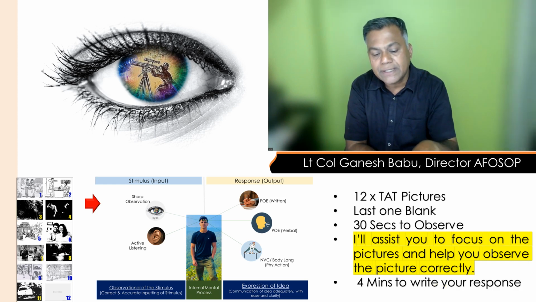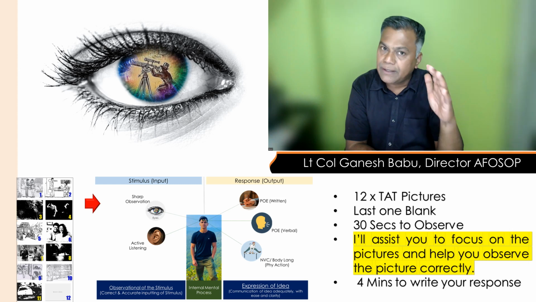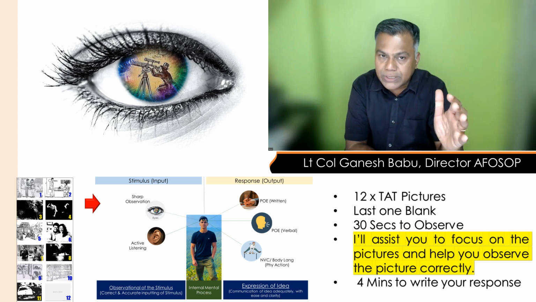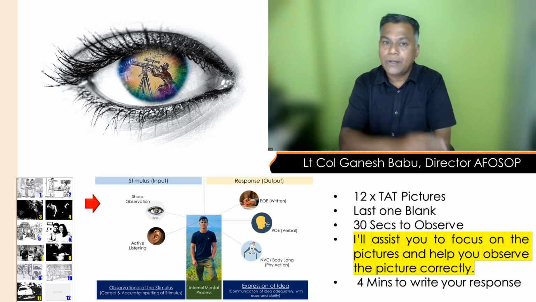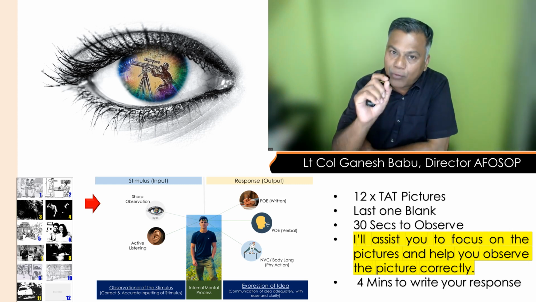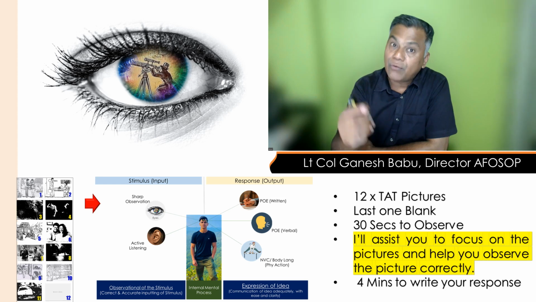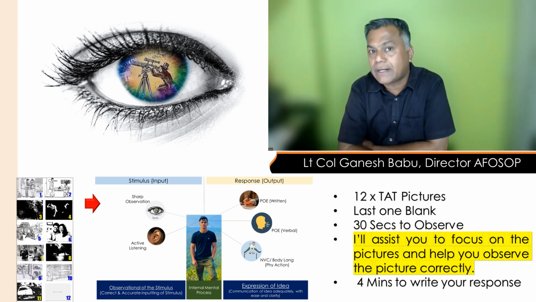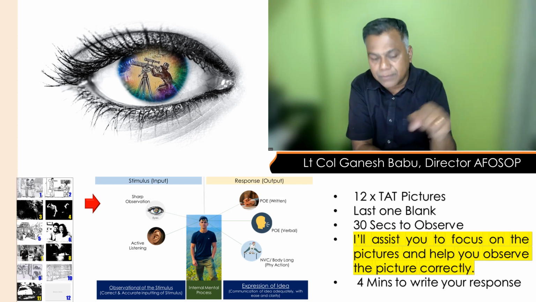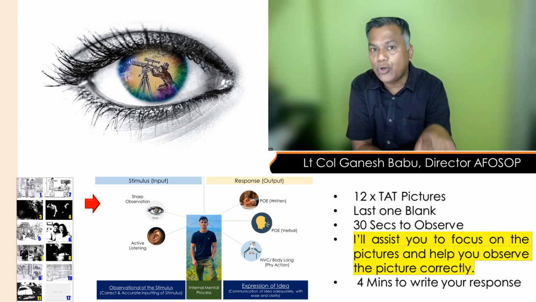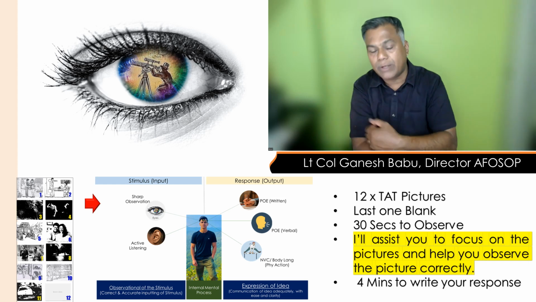And once I do this, you will get normal 4 minutes to write your response, and the response has to be written in 3 parts: what led to the situation, what is currently happening, and what is the final outcome. Now मैंने पिछले वीडियो में बताया था, what led to the situation से पहले what is the situation बहुत क्लियरली पता होना चाहिए, and that's where your observation comes and the perception comes, जिसे कि मैं इस वीडियो में क्लियर करूंगा for all the 12 pictures.